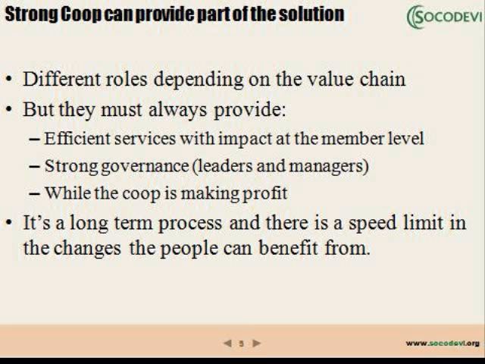And for us, organizations that want to support the emergence or the consolidation of co-ops, we must acknowledge that it's a long process. It cannot be done in 2 or 3 years, and there's a speed limit in the changes that the people we are supporting can benefit from. When I'm talking about a speed limit, we are requiring some people with sometimes low skills in terms of management to learn many, many things at the same time and to change their habits, their way of working, their way of making business.